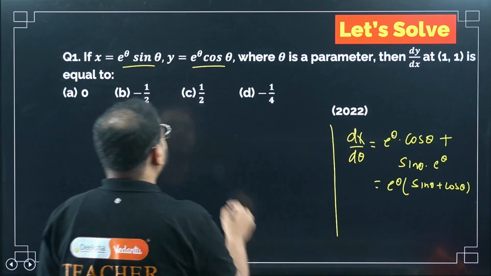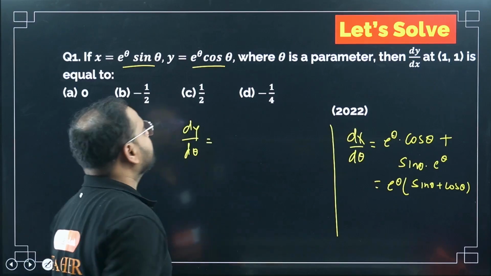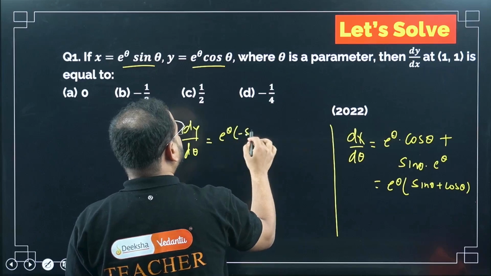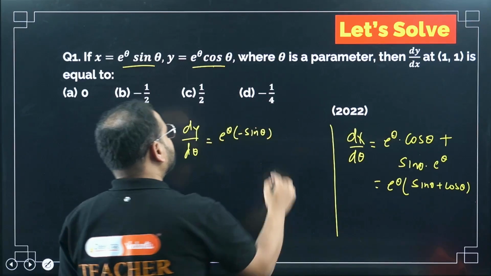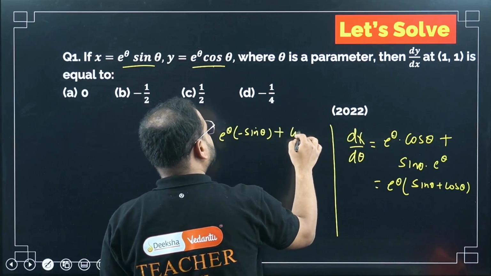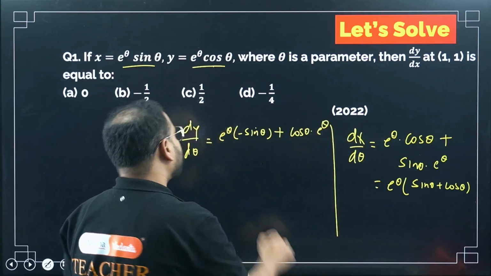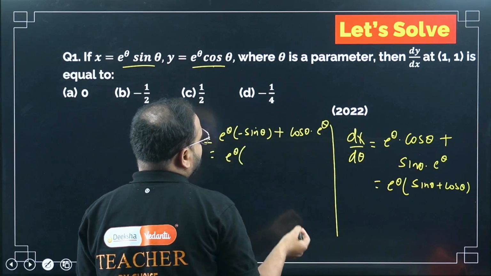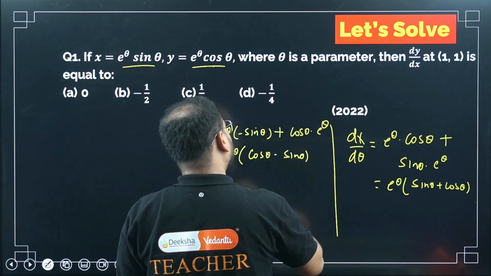Same way let's do it for dy by d theta also. Please check. I'll keep e^theta as it is, and get e^theta times minus sin theta. How come, sir? The differentiation of cos is minus sin. Let's put a plus sign here. Keep cos as it is and differentiate e^theta, which remains e^theta only. Take e^theta common. You get e^theta times cos theta minus sin theta.